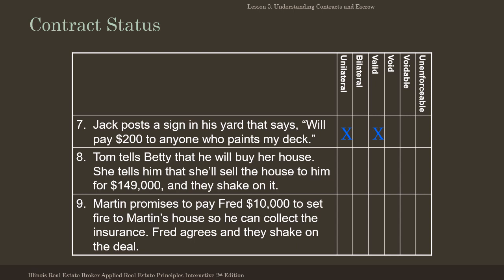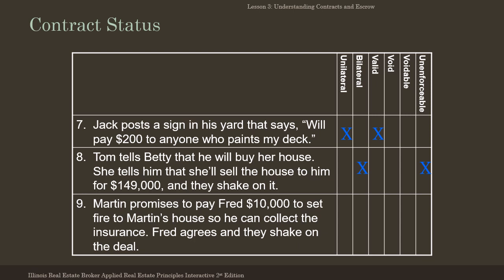Tom tells Betty that he will buy her house. She tells him she'll sell the house to him for $149,000, and they shake on it. Well, we might have a bilateral contract, but it's going to turn out to be unenforceable. If Tom or Betty decides not to go through with the transaction, they couldn't take it to a court of law. They wouldn't even hear the case because we don't have a written contract. So this would be an unenforceable contract.